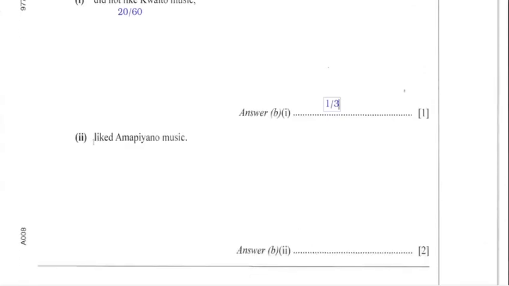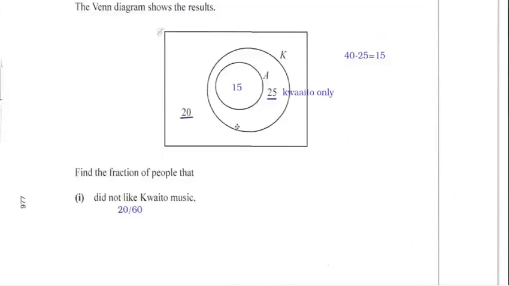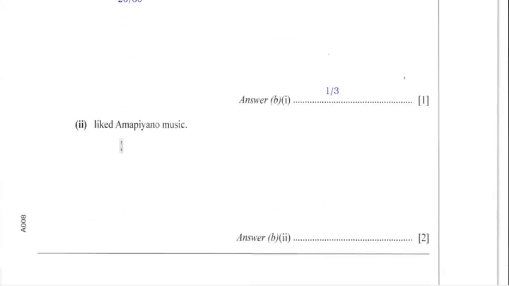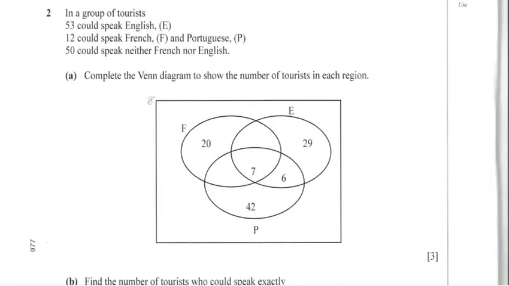Now next question, liked Amapiano music, inside the A circle only. Inside A is 15. So that's 15 over 60. This simplifies to 1 over 4. Next question, it's question number 2.